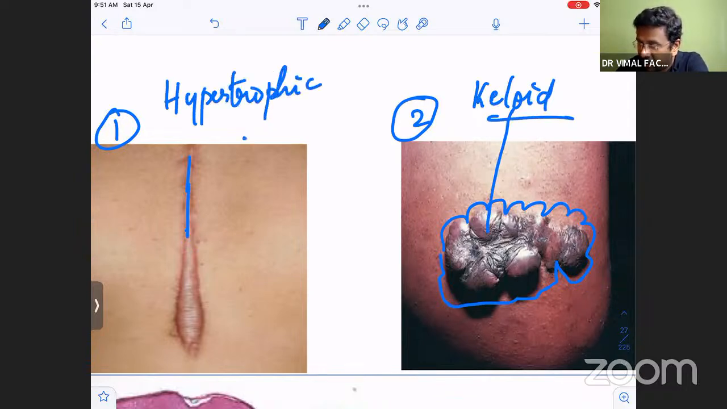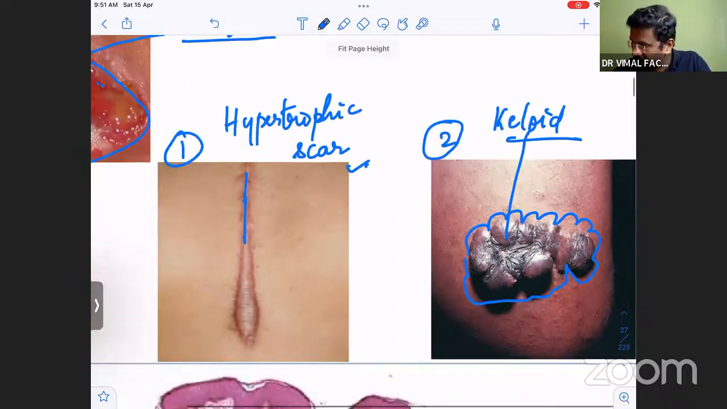What is the important point you have to know between these two things? A hypertrophic scar can regress, but keloid will not regress. Okay. What is the commonest site for keloid you will be remembering? It is the ear lobule, sternum; all these are common sites for keloid formation. Keloid will also have a genetic basis. Okay, so remember all this.